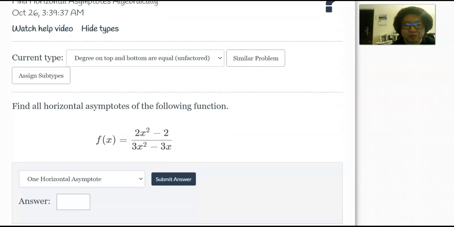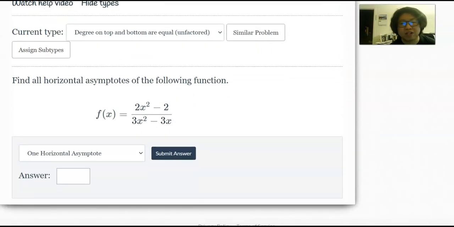Not bad, not bad. And finally, of course, if you've got a degree equal, I'm going to go with the unfactored one. Find all the horizontal asymptotes for the following function. Remember, we did say there was one horizontal asymptote for these ones, and it was going to compare the leading coefficients. So take a look. Let's confirm that they're the same degree. X squared on top, x squared on bottom. Degree 2, they're the same.